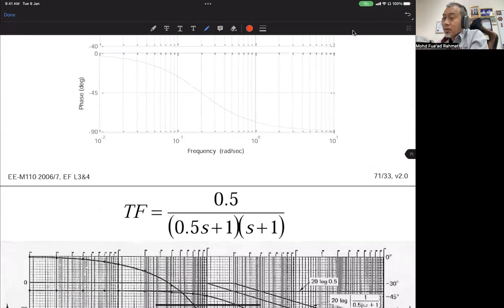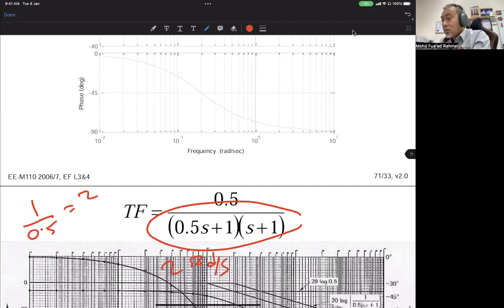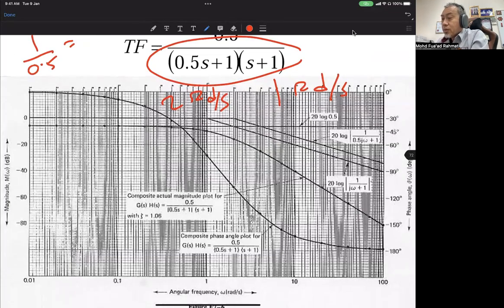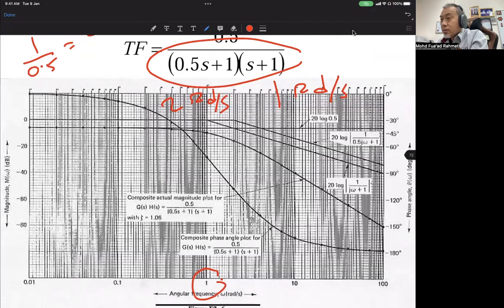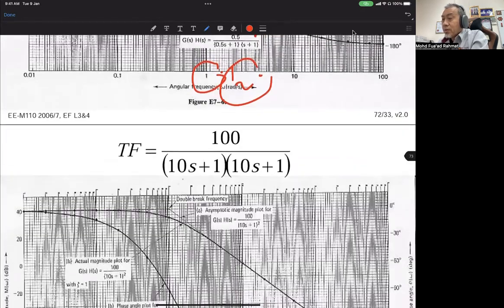If you have something like this, two pole values, the first one is 1 divided by 0.5, equal to 2 radian per second corner frequency, and this one is 1 radian per second corner frequency. So 1 is here and 2 is here. When we add together, it becomes the total, the total of the gain and the total of the phase.